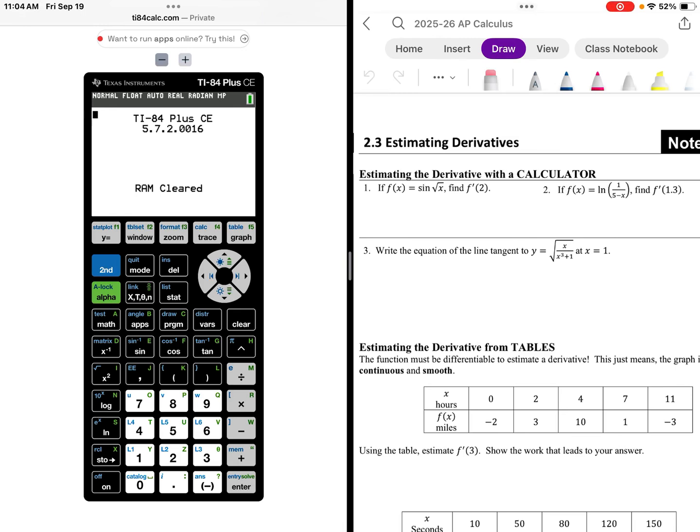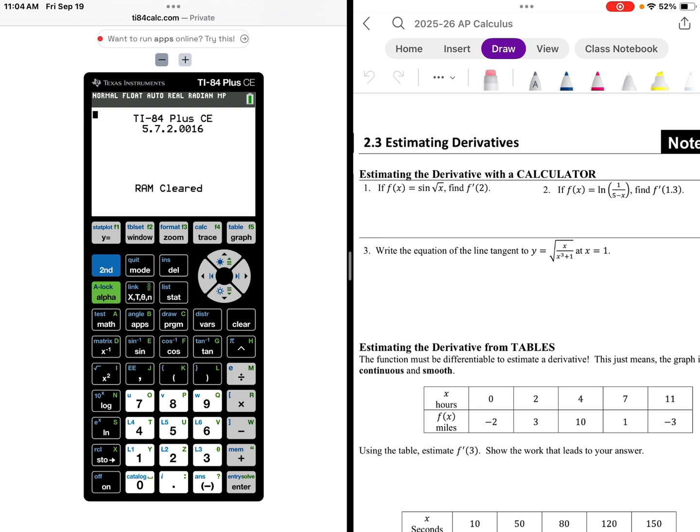All right, so here's lesson 2.3 on estimating derivatives, and this is a calculator-based activity. So you want to make sure you have your TI-84 handy. I have the online TI-84 to help me out with what we're doing here. We get to use the calculator periodically, and I don't like using it all the time just because it creates bad habits. But there are times when we need to use it when it's hard to estimate certain things.